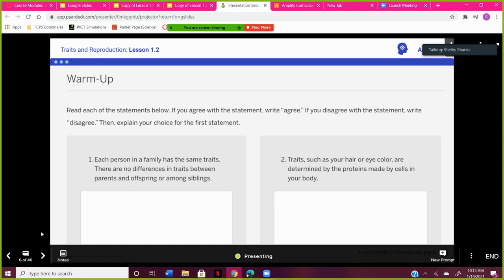And make sure you are following along while we go through Amplify. It'll be a lot better so you don't have to go back and do it on your own.